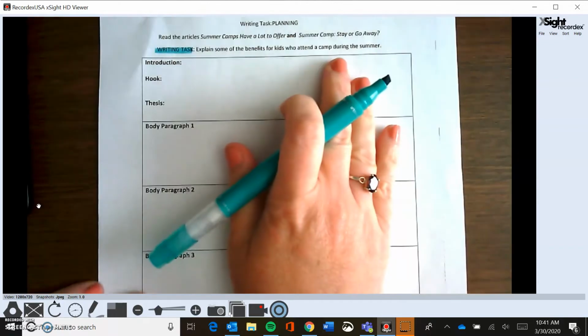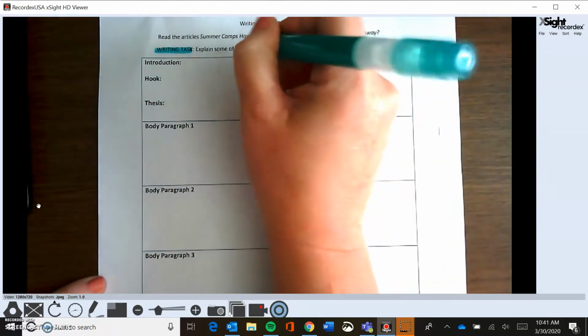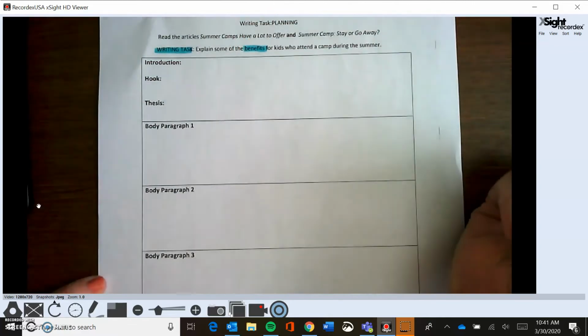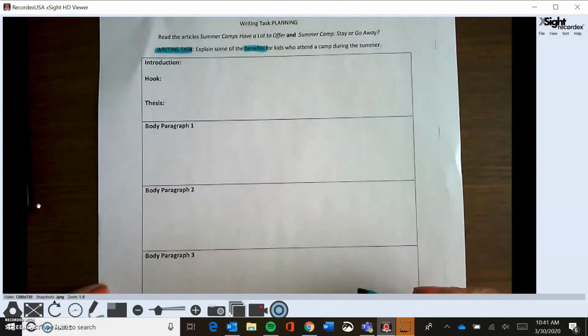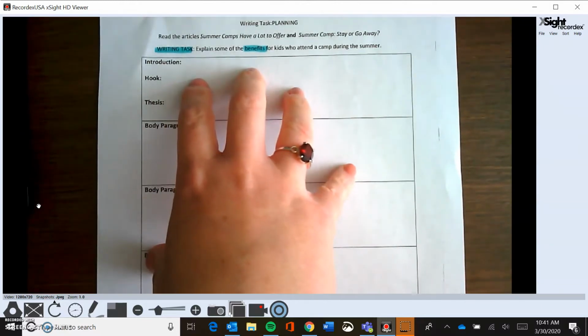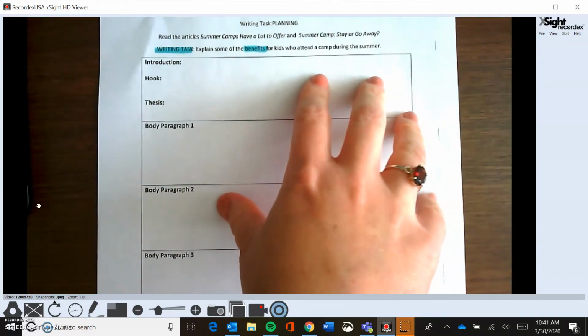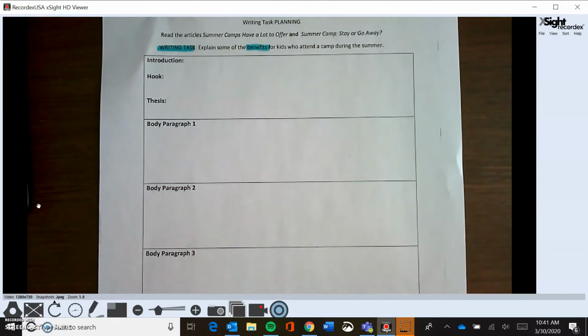So if you look at your graphic organizer right here, it says writing task. This is what you are going to be writing about. This is your topic, okay? It says explain some of the benefits for kids who attend camp during the summer. So, the word benefits means the good things about something that kids benefit from, or the good things about kids going to camp during the summer. That's what we're going to be looking for in these articles.